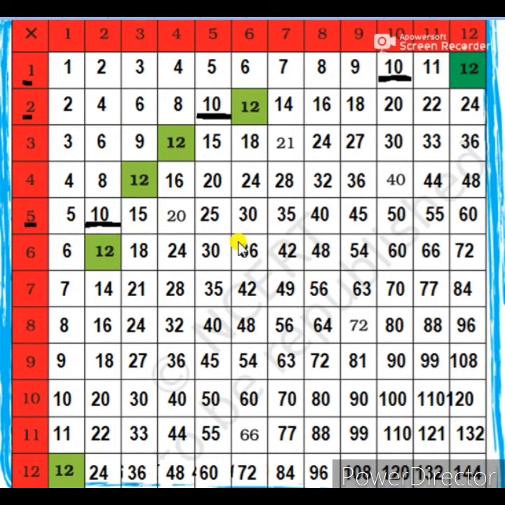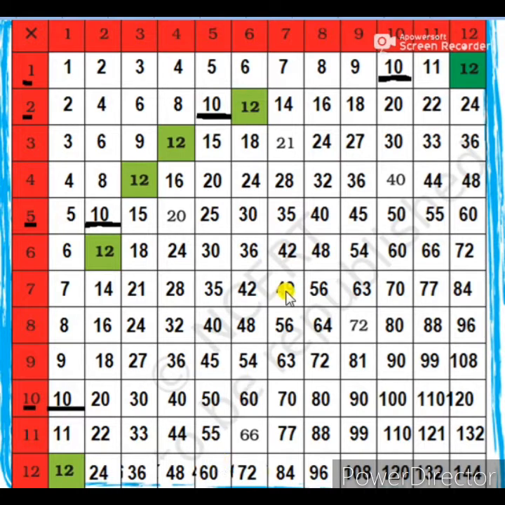Now sixth table, no 10. Seventh table, we are not getting 10 as a multiple. 8th also has no 10. 9th also there is no 10. Now see the 10th table, the table of 10: 10 ones are 10. That means the first multiple of 10 is 10. Now 11, no, there is no 10. 12, there is no 10.